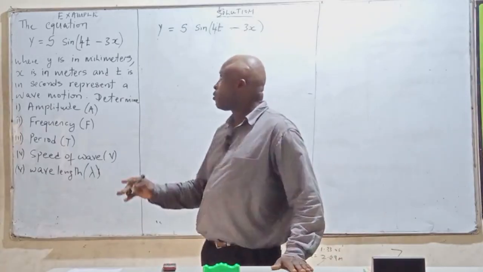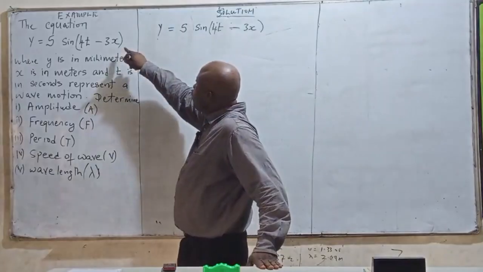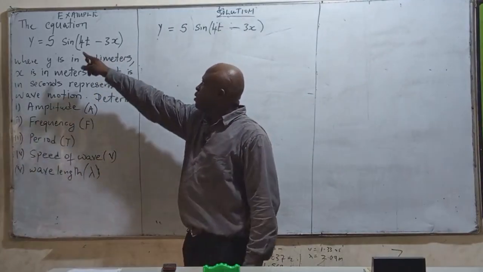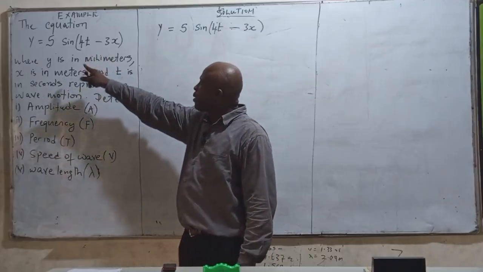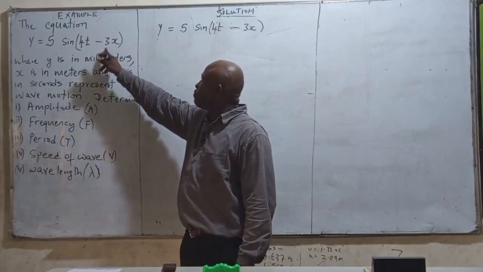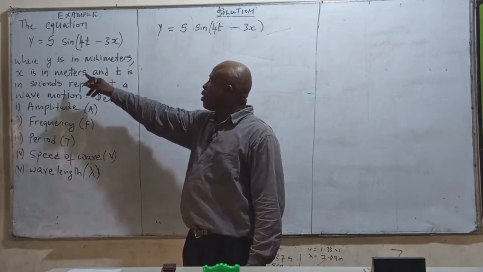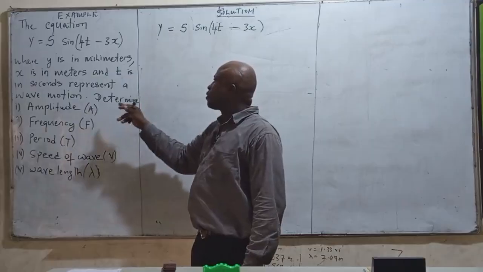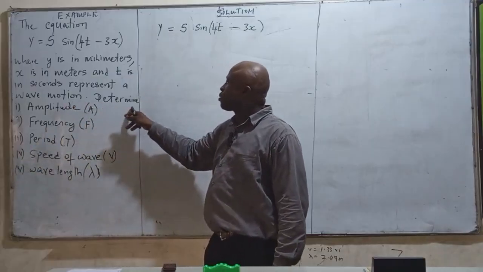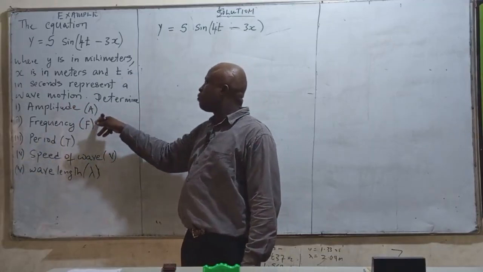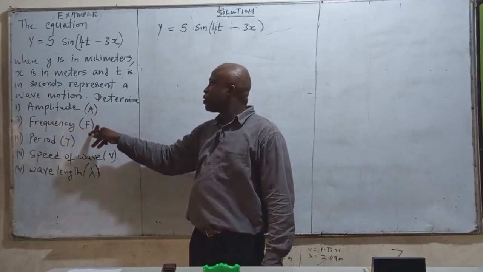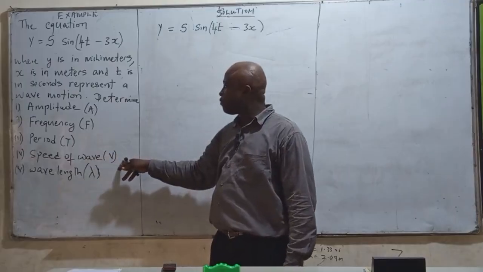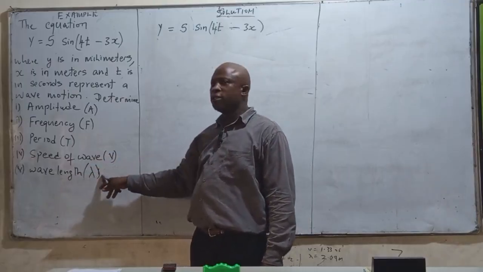So let's start with this example on the board. In the example given on equations of motion, based on the previous sessions, the equation y equals 5 sine (4t minus 3x), where y is in millimeters, x is in meters, and t is in seconds, represents a wave motion. We are asked to determine: 1, the amplitude of the wave; 2, the frequency f; 3, the period T; 4, the speed of the wave v; and 5, the wavelength lambda.